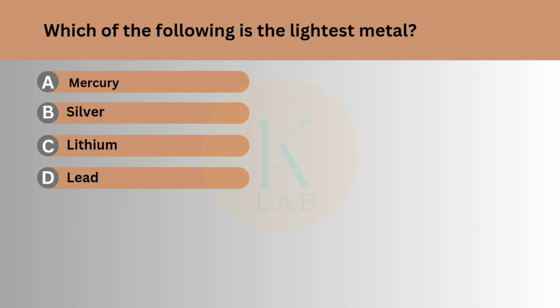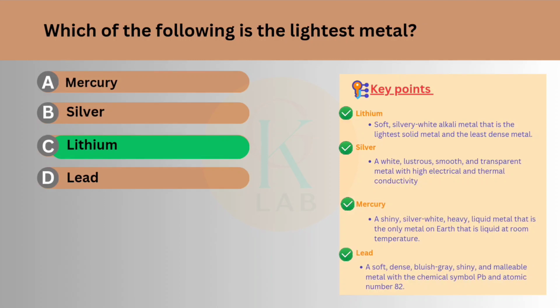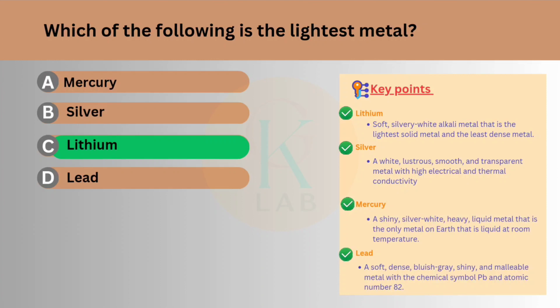Which of the following is the lightest metal? Correct answer is option C, lithium. Some key points: lithium is a soft, silvery white alkali metal, and it is the lightest solid metal and least dense metal. Silver is a white, lustrous, smooth, and transparent metal with high electrical and thermal conductivity.